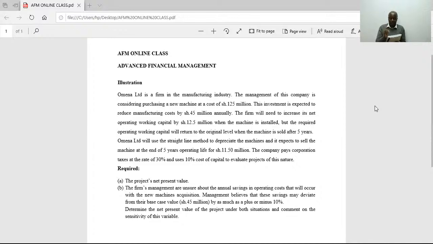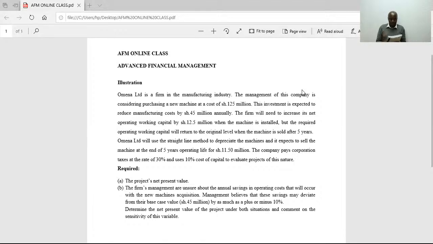The firm will need to increase its net operating working capital by 12.5 million when the machine is installed, but the required operating working capital will return to the original level when the machine is sold after 5 years. Omena Limited will use a straight line method to depreciate the machine, and it expects to sell the machine at the end of 5 years operating life for shillings 11.5 million. So they're giving us their scrap value.